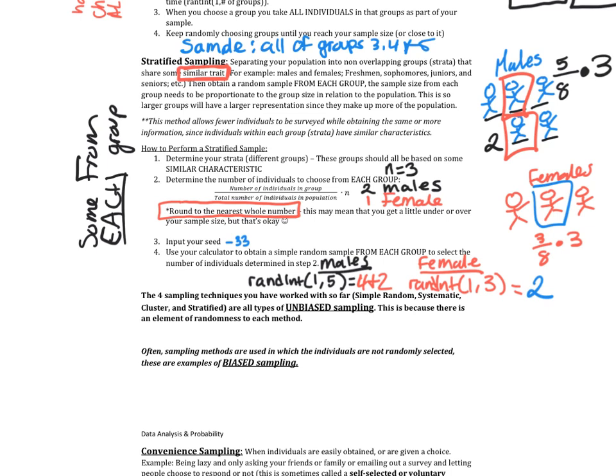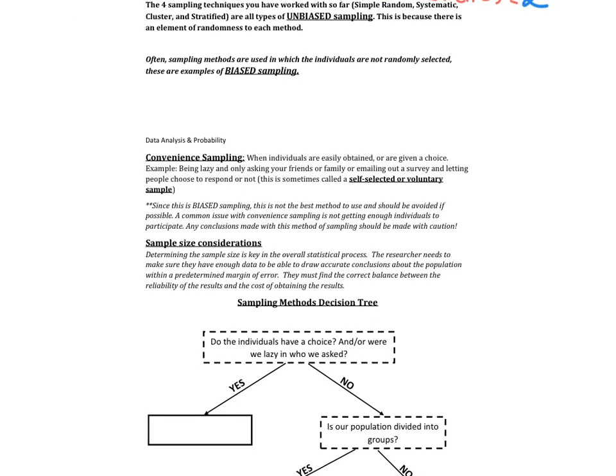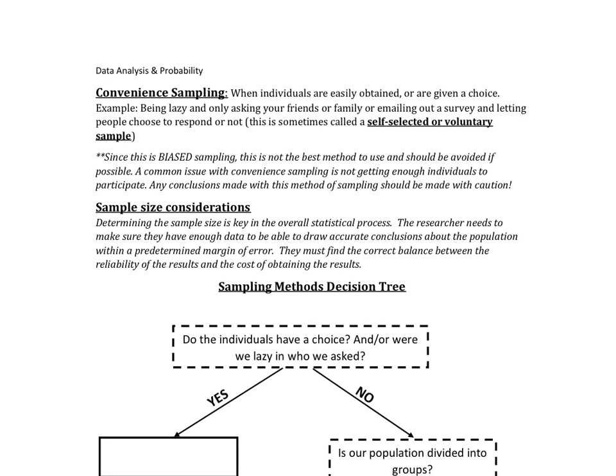So these 4 sampling techniques that we've worked through, simple random, systematic, cluster, and stratified, they're all unbiased sampling, which is the best kind. And this is because there's an element of randomness to each method. So often sampling methods are used in which the individuals are not randomly selected, and these are examples of biased sampling. So this is one example of biased sampling. It's called a convenience sample.